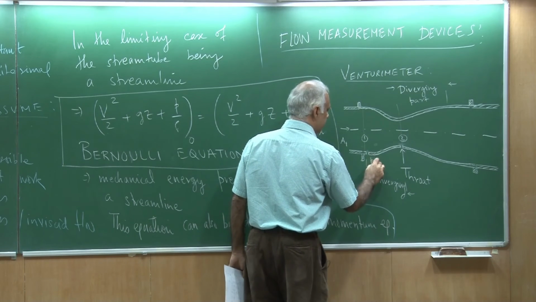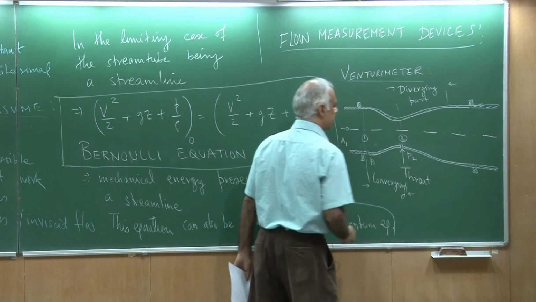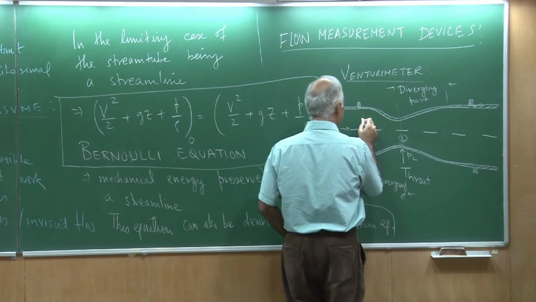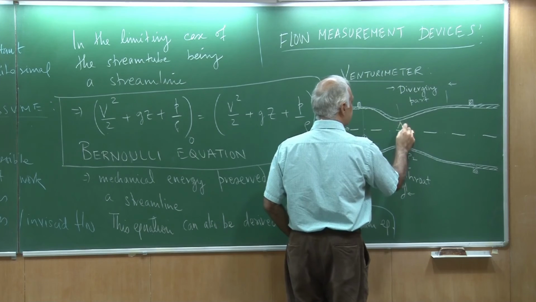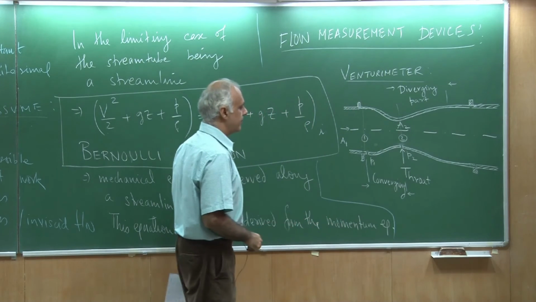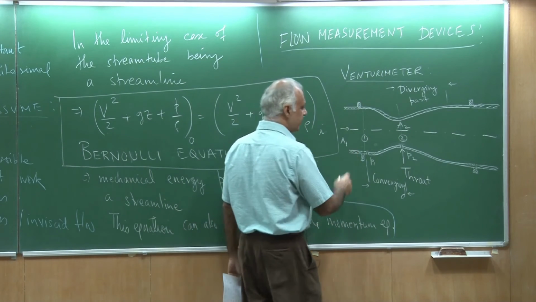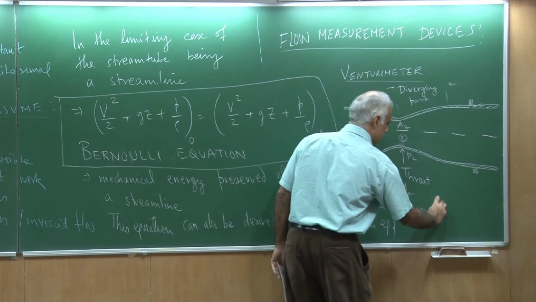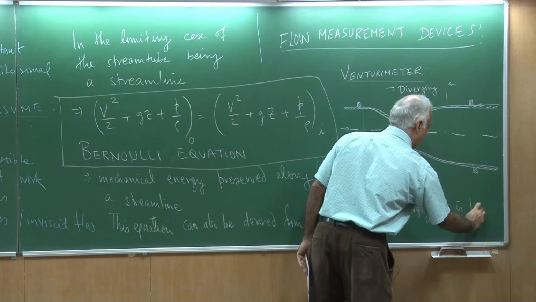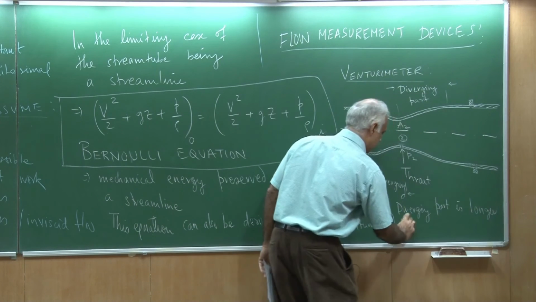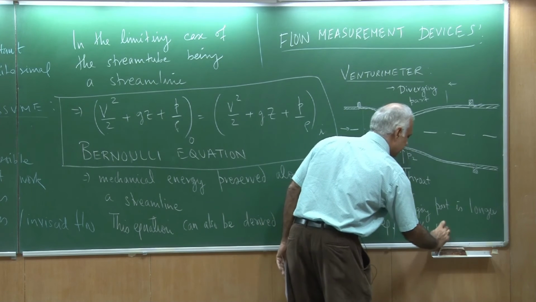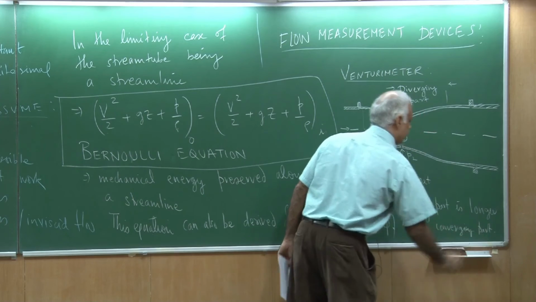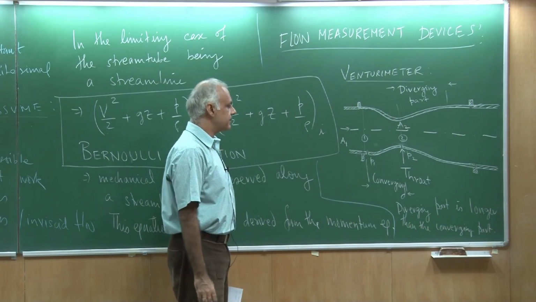Here I am going to measure pressure P1, and here I am going to measure pressure P2. Further, I am going to call this area A1 and this area A2. Okay. You will notice the way I have drawn that the diverging part is longer than the converging part, and I want to say something about that.